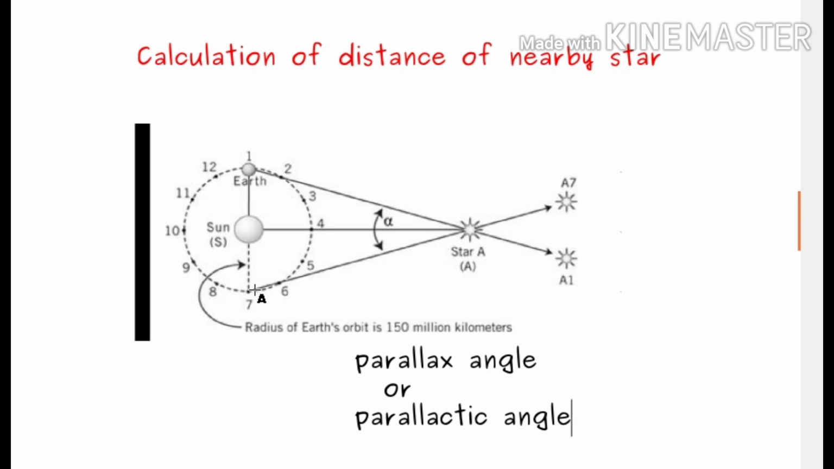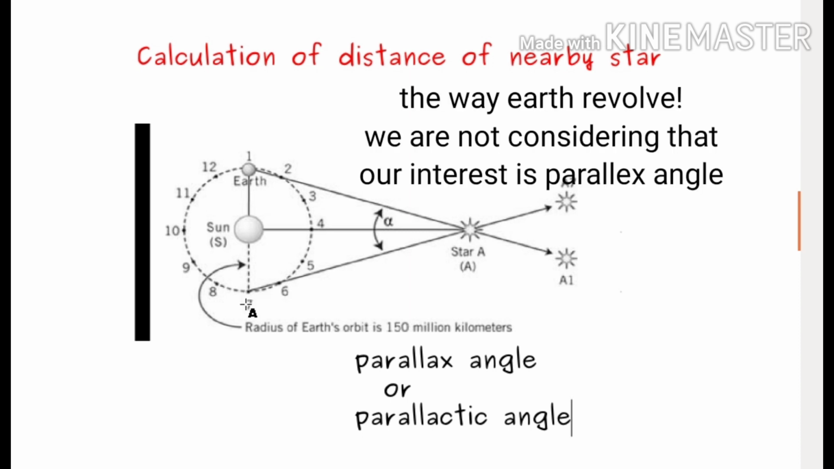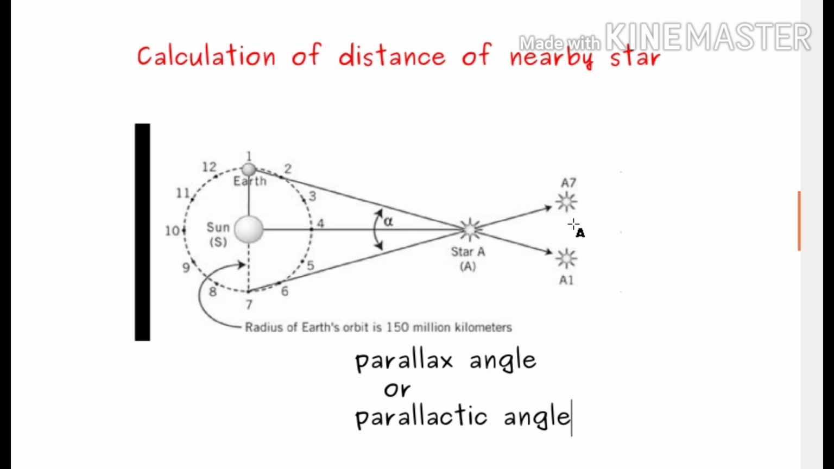Understand? There will be no effect. So from position 7 we again observe this star after 6 months. Now this time the background star is A7. Okay, so the angle from the two observations I got is alpha, and this alpha angle is known as the parallax angle or parallactic angle. Hopefully you are understanding this.